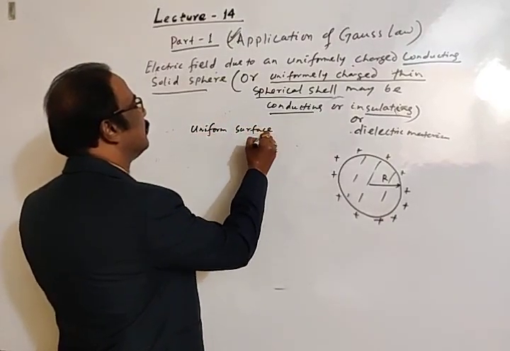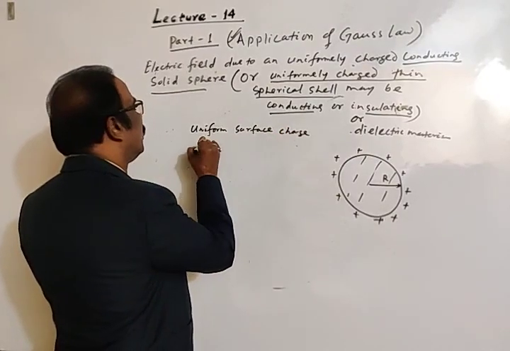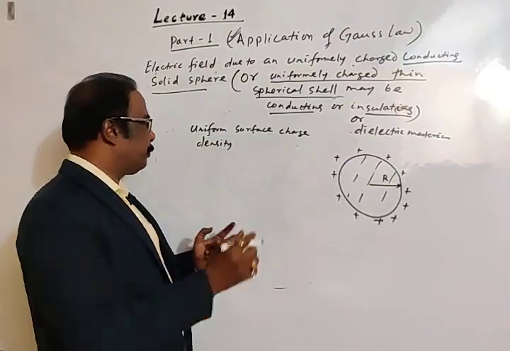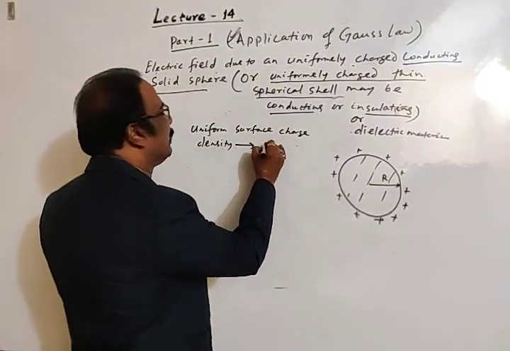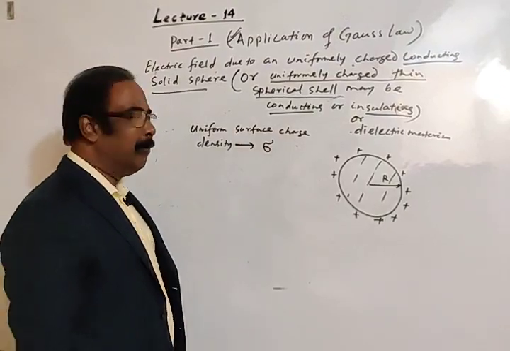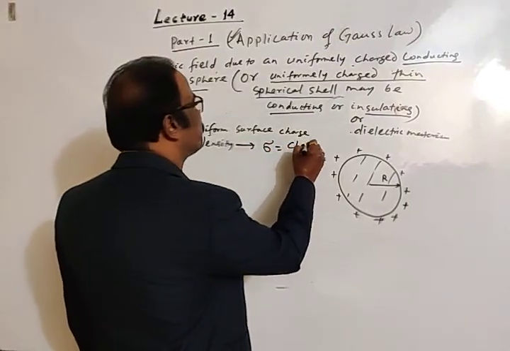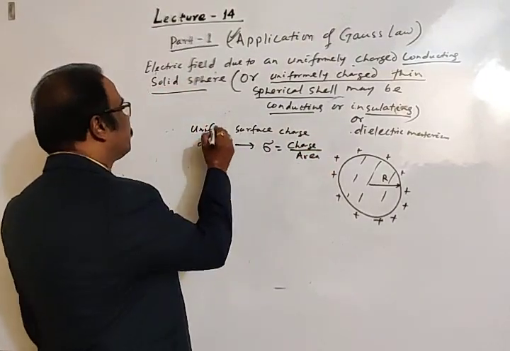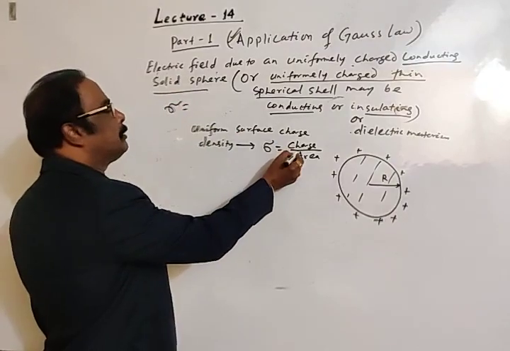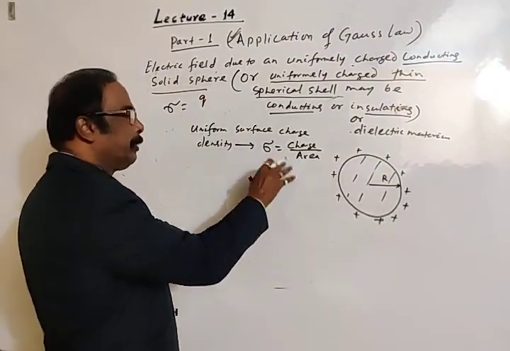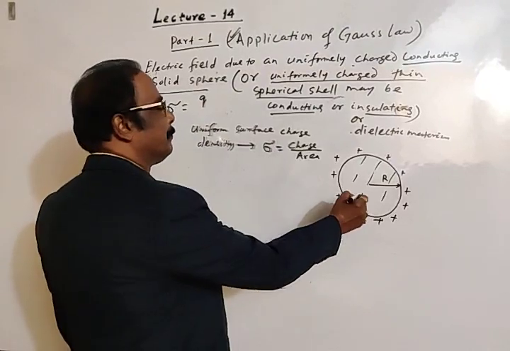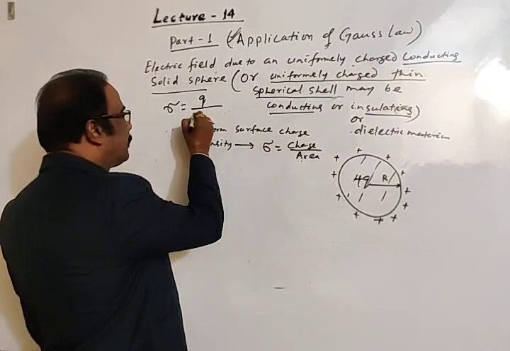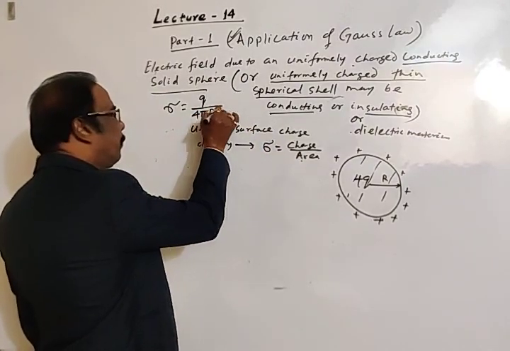surface charge density. Charge is distributed on the surface area. So, uniform surface charge density, let's take the symbol sigma, and this is equal to charge distributed per unit surface area. So, uniform surface charge density is total charge, let Q be the given total charge, divided by surface area, which is 4 pi r square.